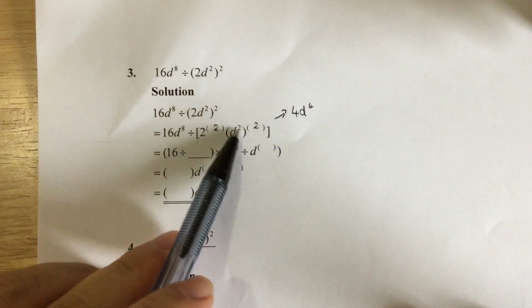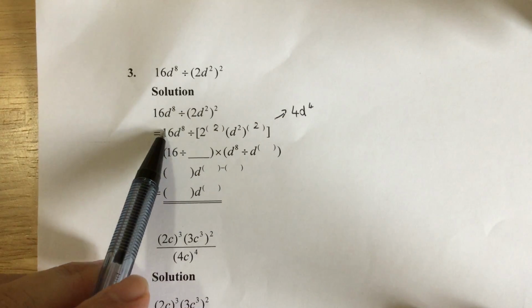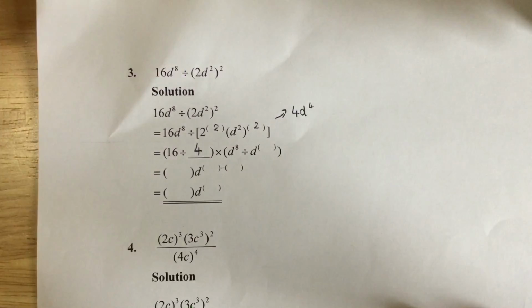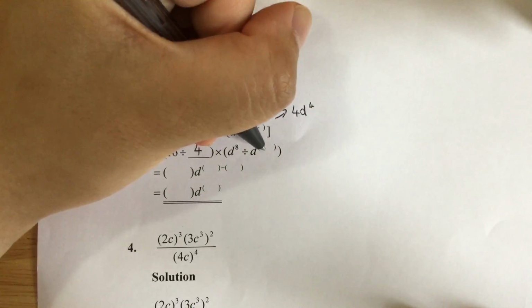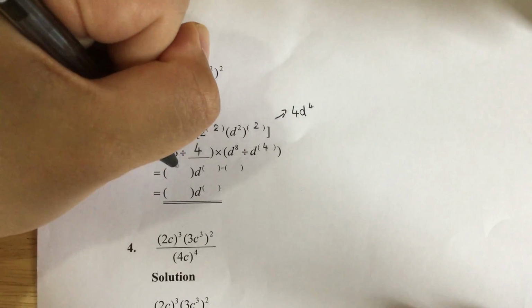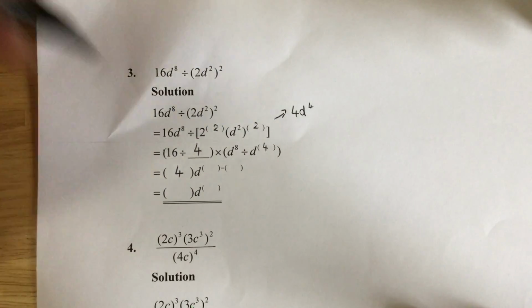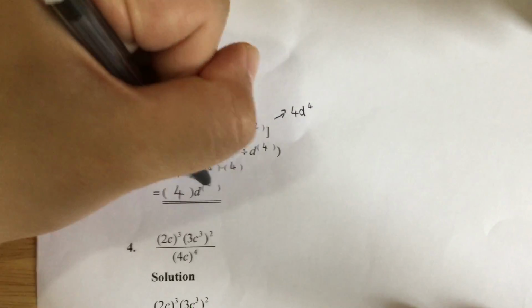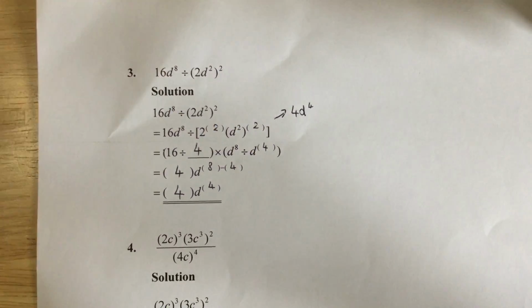So in case we can say something like this, we can use the 16 divided by 4 immediately. You got 16 divided by 4, and d with the power 8 divided by d with the power 4. So 16 divided by 4 is 4. And then this one is 8 minus 4. You got 4d with the power 4. So you can have something like this. Okay, you can solve the problem like this.